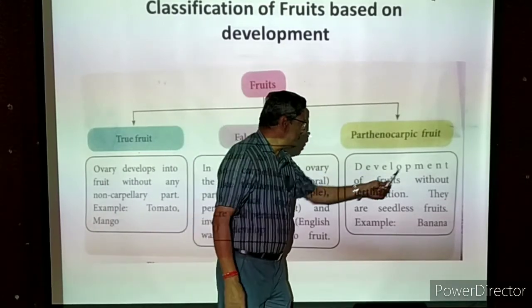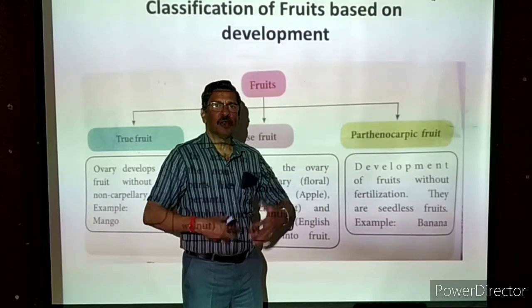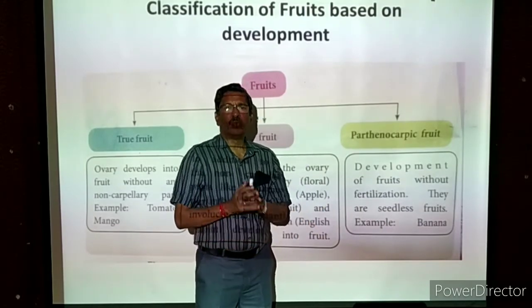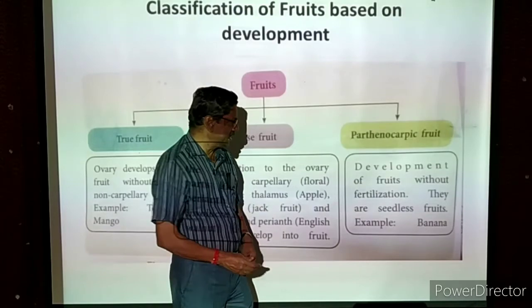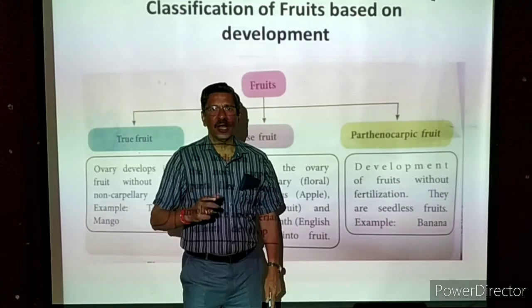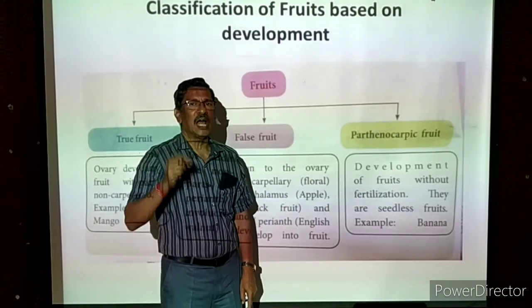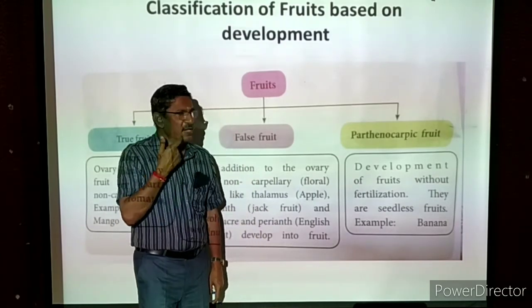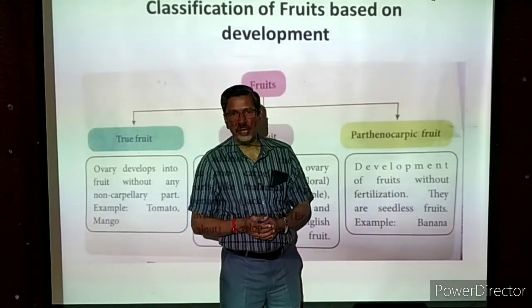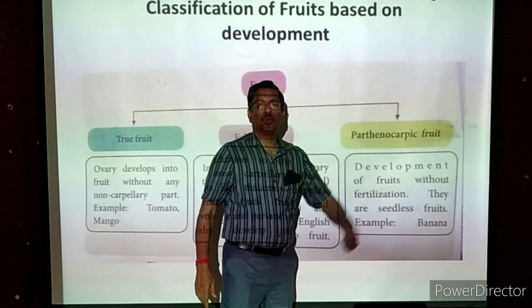We'll take development of fruits without fertilization. No fertilization will be there. Without fertilization, the wall of the ovary will develop into the fruit. They are seedless, as I just told. If the ovules are not fertilized, they cannot develop into seeds. So no seeds, they are seedless fruits. Example, banana. You can see that the banana is a very thick and fleshy fruit, but when we are eating, at the center some black dots will be present. They are unfertilized ovules, not seeds. That means the banana fruit developed into thick and fleshy without fertilization. So the banana is a parthenocarpic fruit.